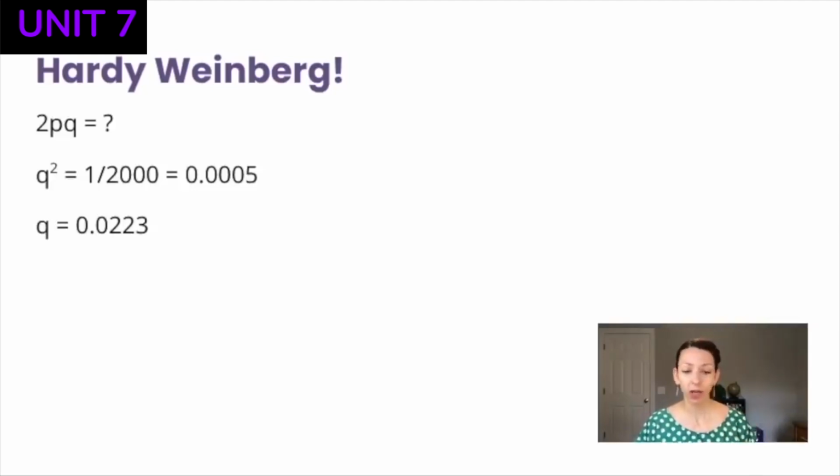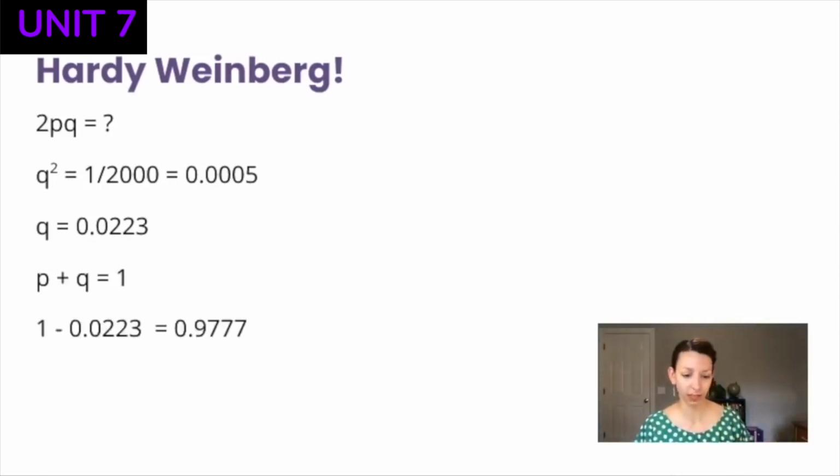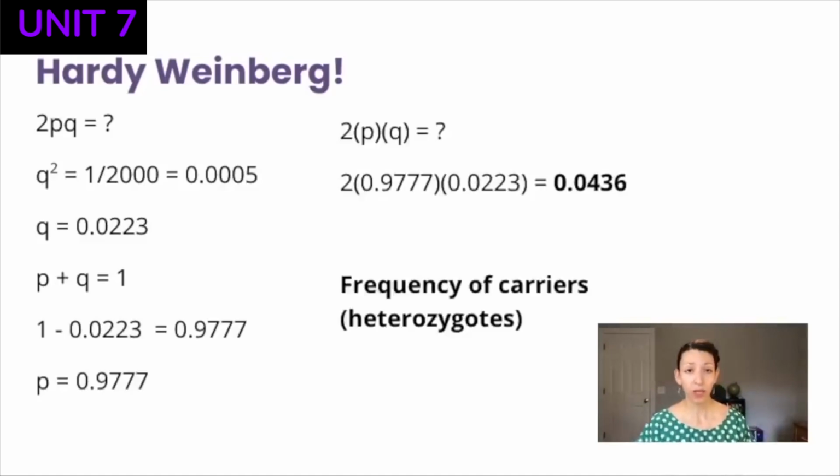And then we can rearrange p plus q equals 1, which is one of our formulas. It's on your formula sheet. 1 minus 0.0223 equals 0.9777, and that is our p value. So now all we need to do is take 2 times p times q to get the frequency of carriers.